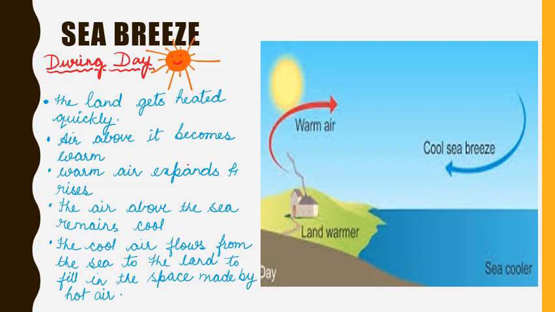So the air which is present above the sea is cooler if we compare it to the air which is present above land. So the cool air from the sea will move towards the land to cover the space which is being created by the warm air. And in this way, the cool breeze will move from the sea towards the land. And this movement or this flow of air from sea to land is known as sea breeze.